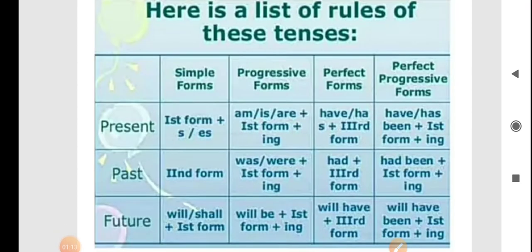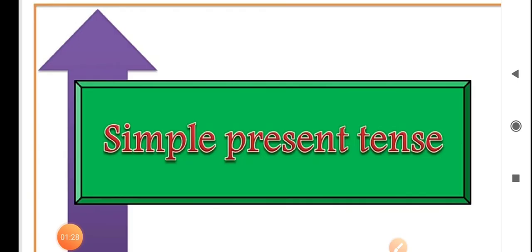Here is a list of rules of these tenses. This table provides information about the verb used in a particular tense. Further, we will discuss these rules in detail. First, we will take simple present tense. We use the simple present tense when an action is happening right now, or when it happens regularly or unceasingly, which is why it is sometimes called present indefinite.